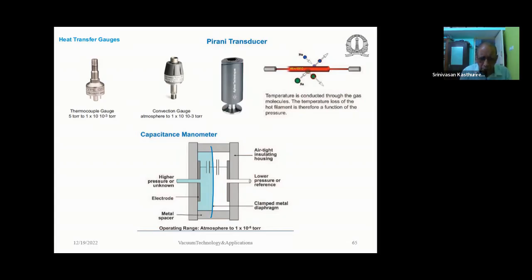You can also measure pressure down to 10⁻⁵ torr using what is called a capacitance manometer, which consists of two metallic plates separated by a diaphragm, forming a capacitor in between. One side is evacuated and the other side has a reference pressure. The movement of the diaphragm changes the capacitance of this gauge, and by monitoring this you can measure the pressure of the space. You calibrate the capacitance as a function of the pressure. This is called a capacitance manometer.